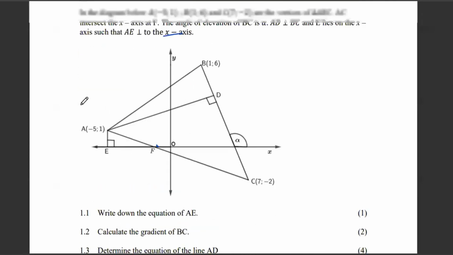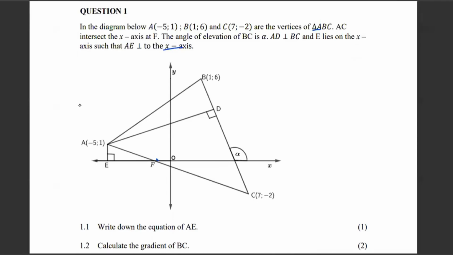Then 1.1, they want us to write down the equation of AE. Now we know that the x-coordinate at E is -5, meaning that the equation is going to be x = -5.